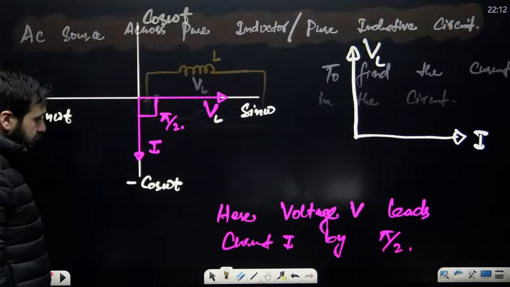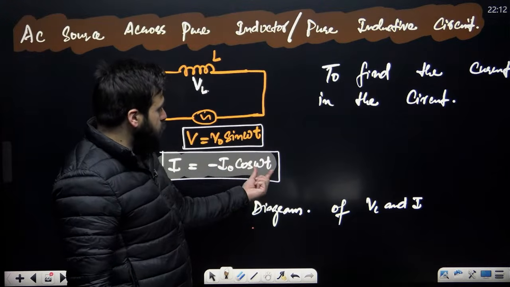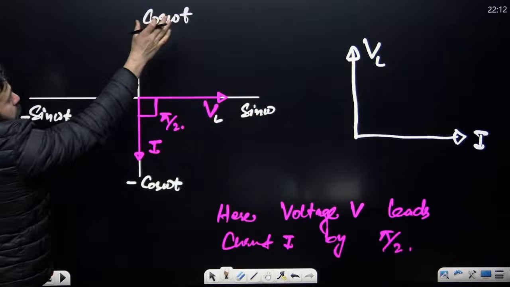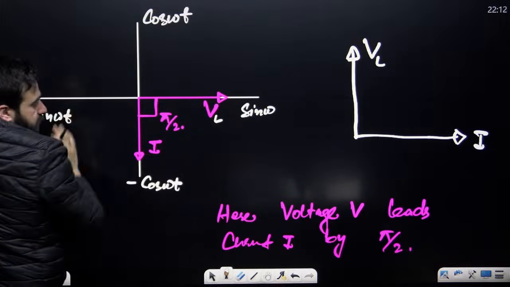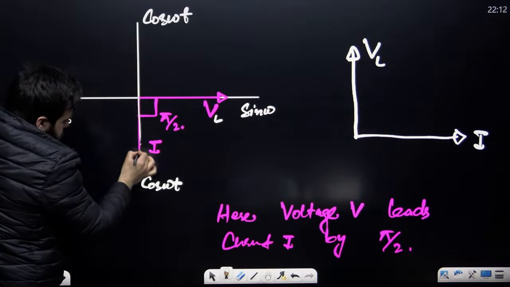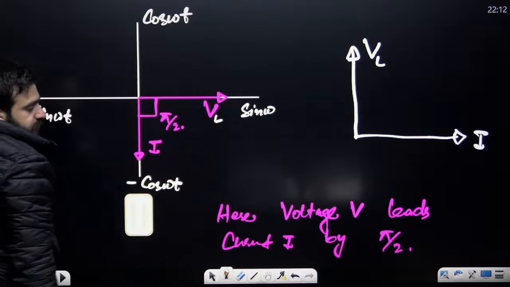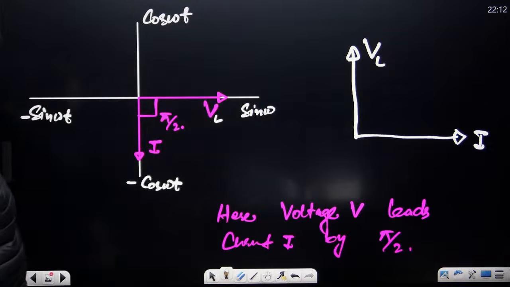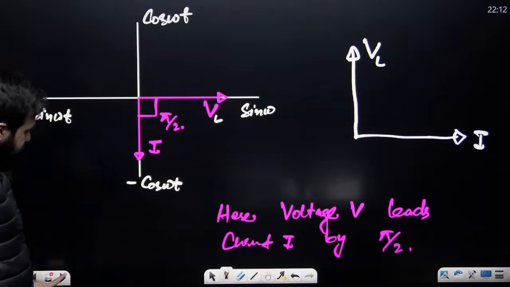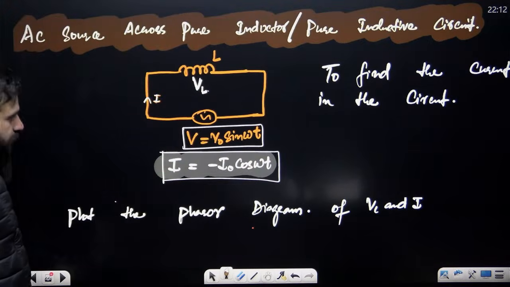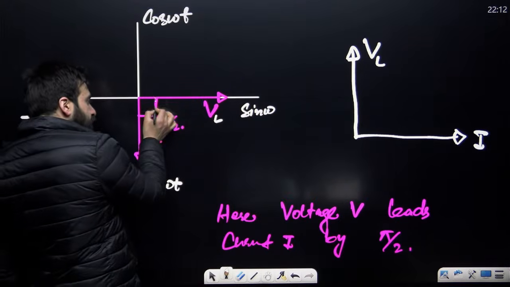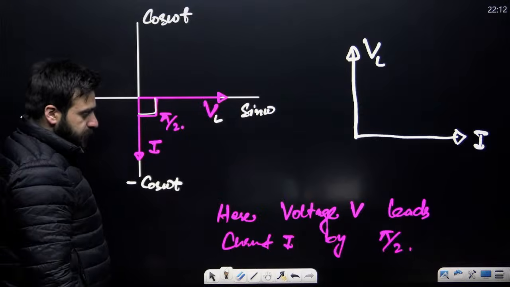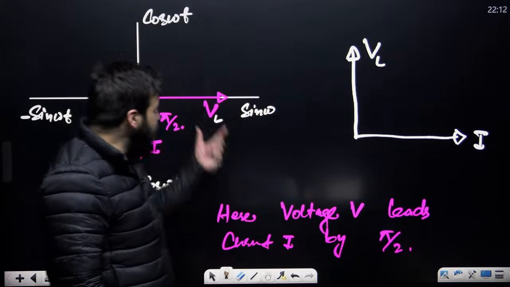Now guys, see. What is this? Minus I naught cos omega t. This is V naught sin omega t. If you want to plot this on phasor, cos omega t minus cos, sin minus sin. So current will be on this, minus cos omega t. Voltage will be on this. This is V naught sin omega t. You can clearly see over here. So can I say in this particular case, guys, this current lags behind voltage. This current lags behind voltage by how much?